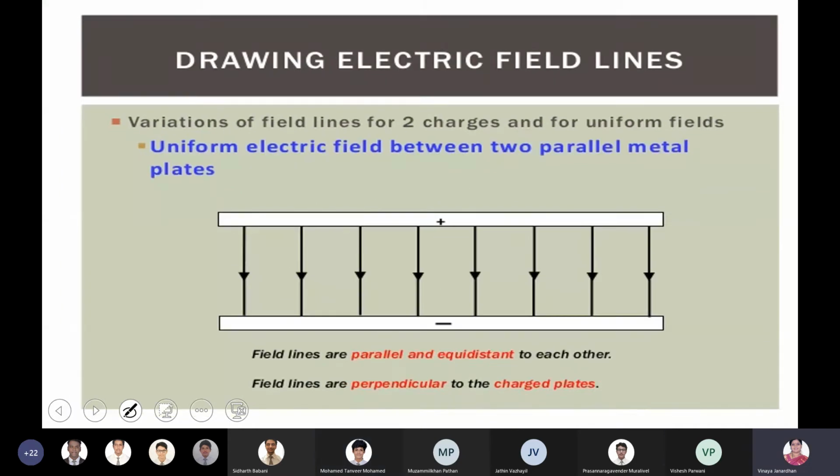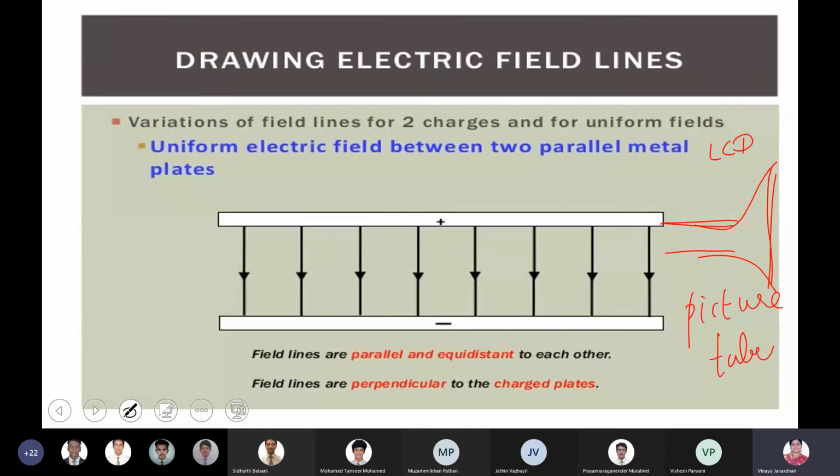Uniform electric field between two parallel metal plates. This is a very important concept. Have you heard about CRT? Now your television sets are LCD screens. Long back we used to have what we call picture tubes. Have you heard about these picture tubes? No, ma'am.